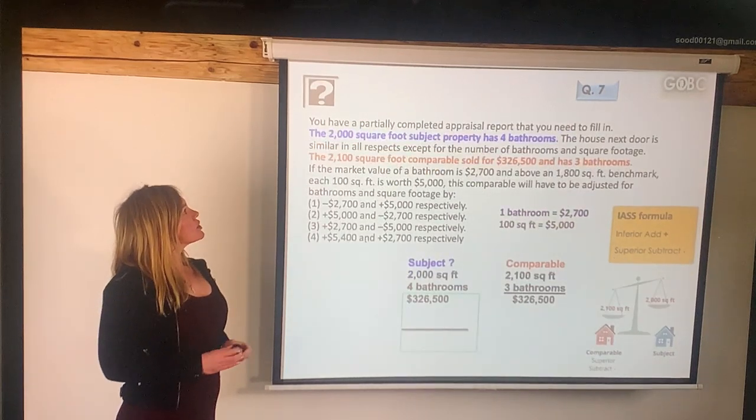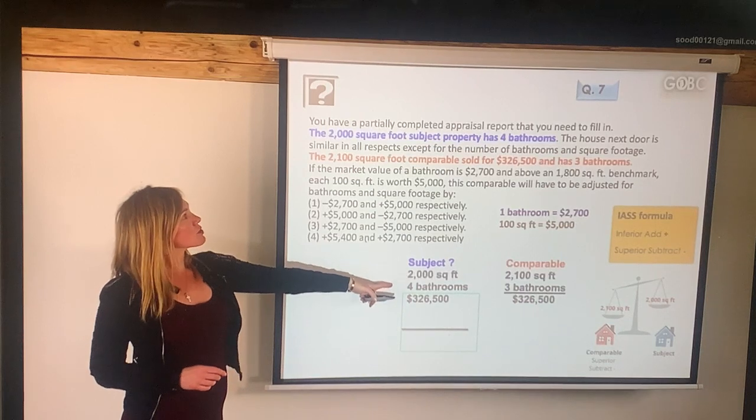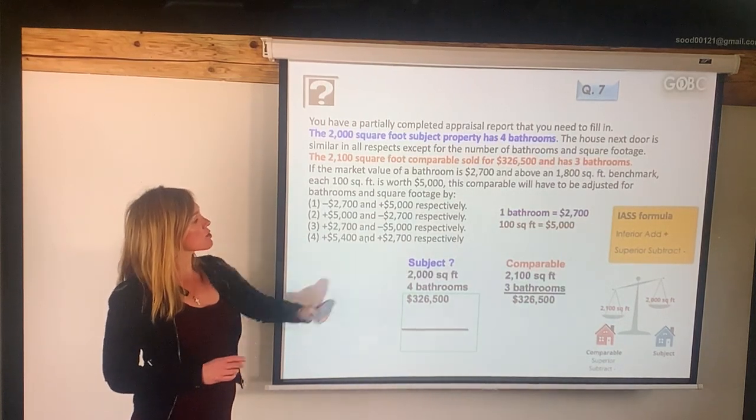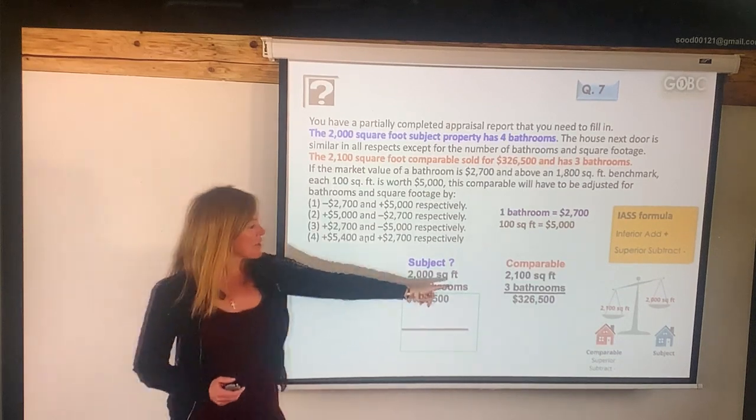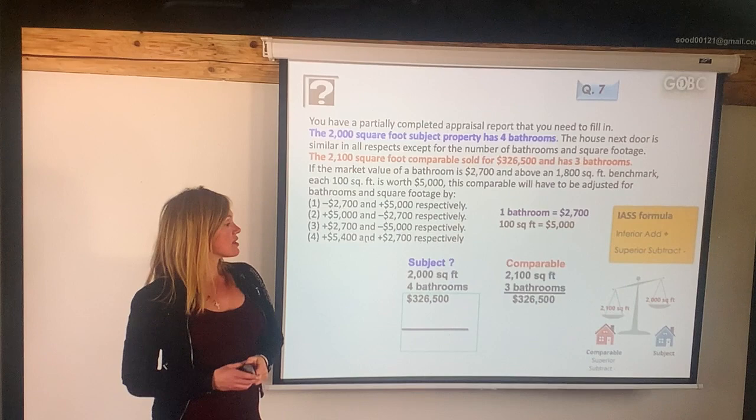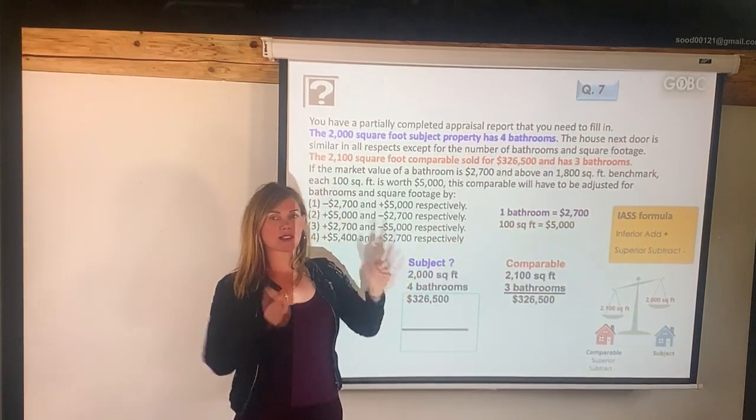Question 7: you have a partially completed appraisal report that you need to fill in. The subject property has 2,000 square feet and 4 bathrooms. The house next door, which is similar, has 2,100 square feet and 3 bathrooms. This one sold for $326,500. So if I look at this, my comparable has more or less square footage? It has more. When it comes to bathrooms, it has less. So we'll have to do some pluses and some minuses this time.